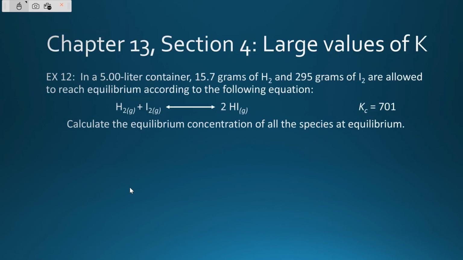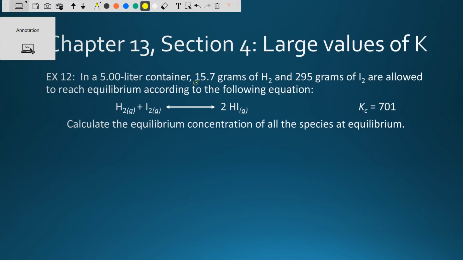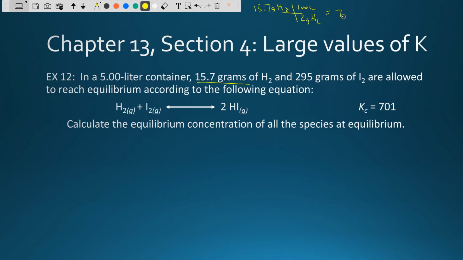We have a case where we have a 5-liter container. Oh, we got to remember, if it's a 5-liter container, we got to find our strengths. Okay, and we also have grams of that. So we've got some math to do on the side. Let's take my 15.7 grams of hydrogen. We got to convert that to moles of hydrogen first. So we'll just call it 2 grams per mole. And so I end up with 7.85 moles of hydrogen, and that's over 5 liters. So my strength of my hydrogen is a 1.57 molar.